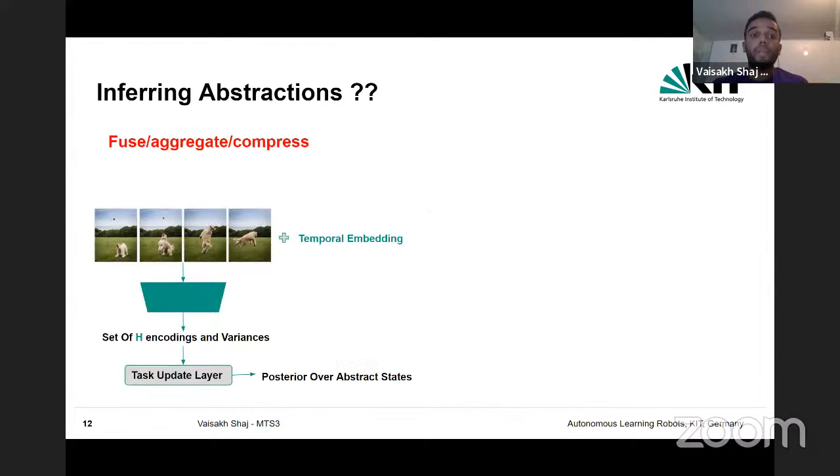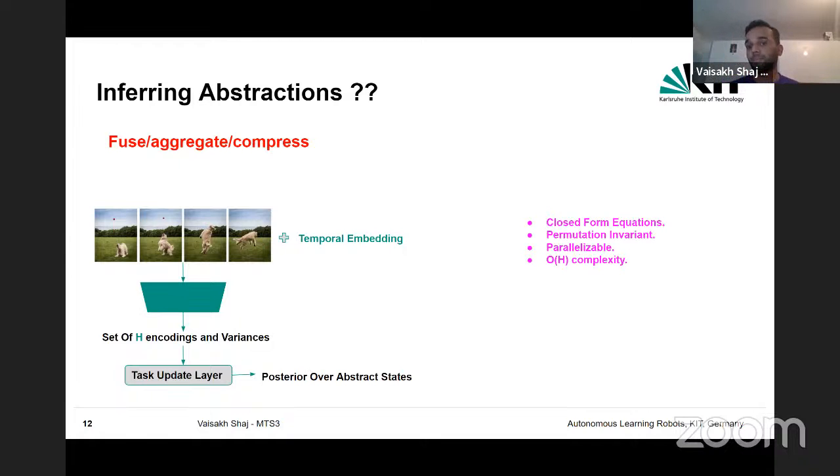So how is it implemented? This is how the network looks when you actually implement it. You have a set of H observations that you observed in a time window. You put in some temporal embedding, just like in transformer architectures. You pass it through an encoder, and you get a set of H encodings and corresponding variances. Then you pass it through these equations that I mentioned that perform Gaussian conditioning, and you get a posterior over the abstract states. So this is how we get the abstractions.